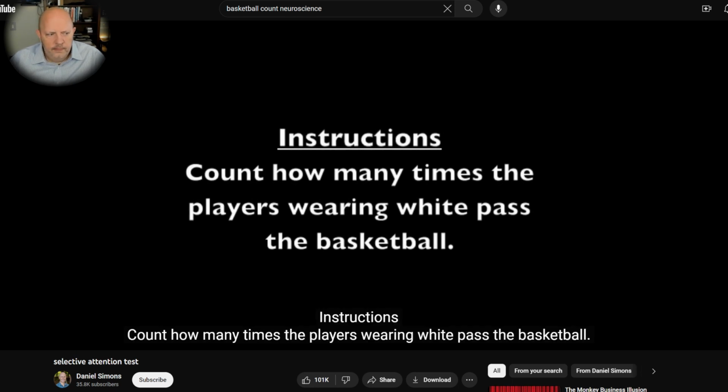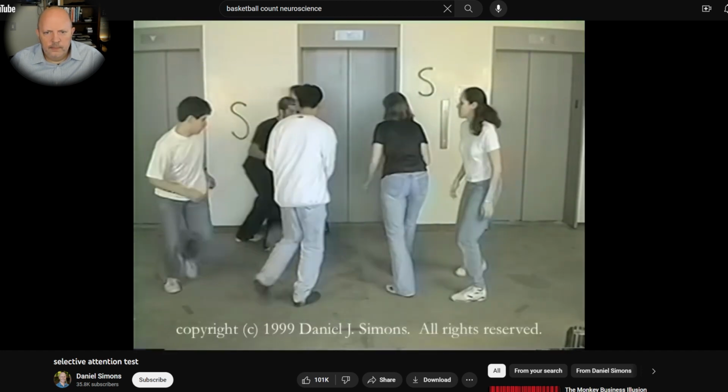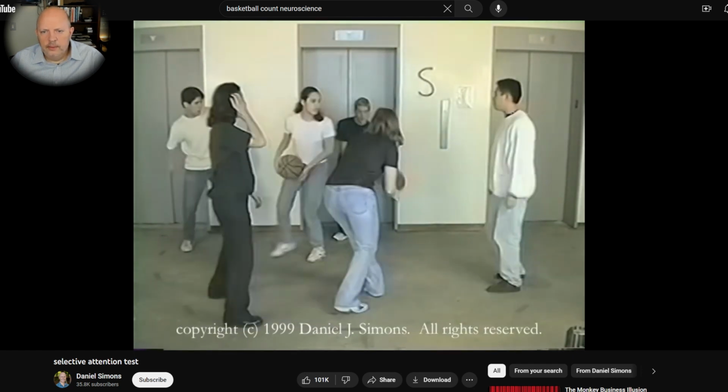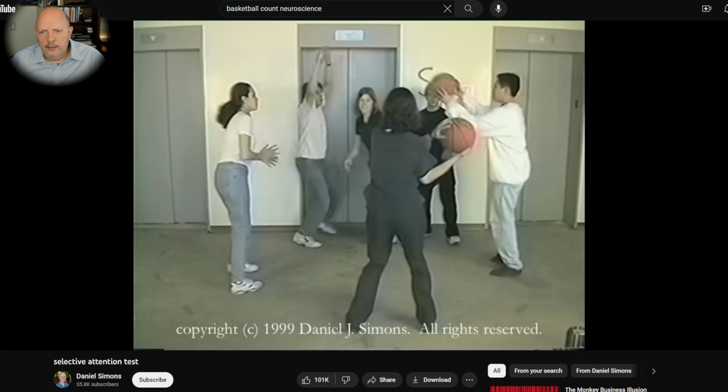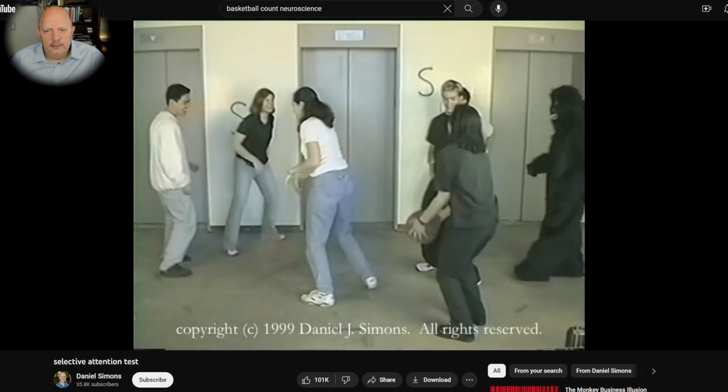The test of selective attention. Count how many times the players wearing white pass the basketball. One, 2, 3, 4.